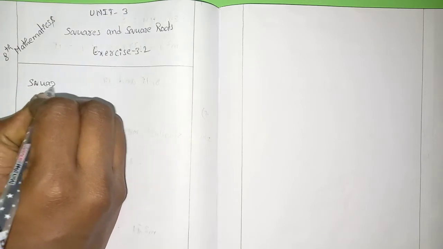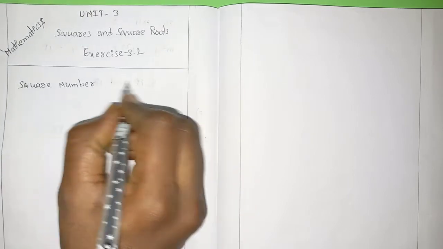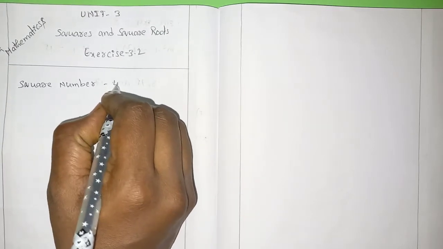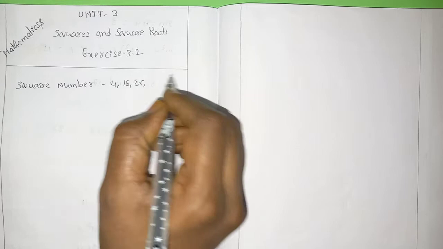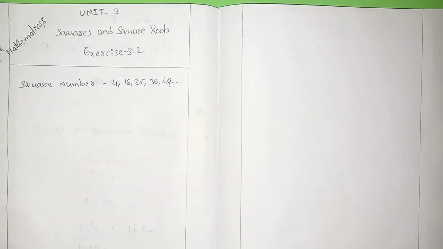Now you are watching 8th class mathematics, 3rd unit, exercise 3.2. Exercise 3.2 deals with the square root of a number. Until now you have learned what a square number is. What are the square numbers? 4, 16, 25, 36, 49 and so on. These are all square numbers.